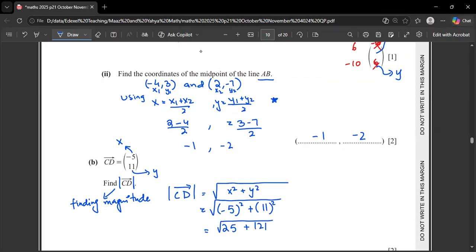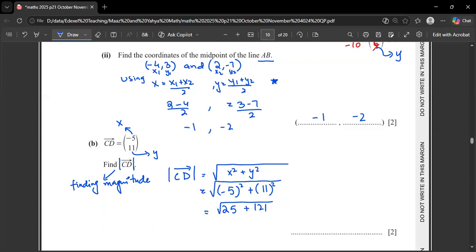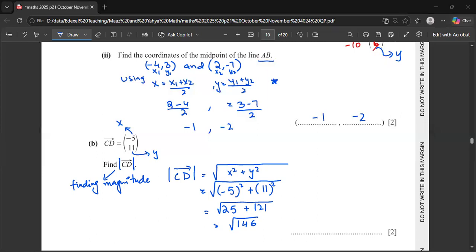So what answer are we getting? 146, right? Now find out the square root. 12.124. Okay. So I think we are getting 12.04 or 08.